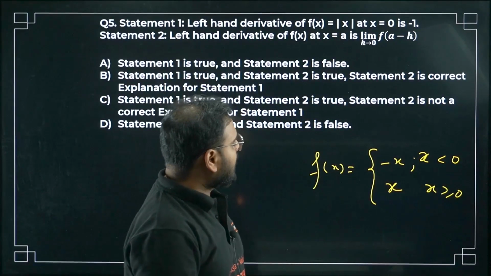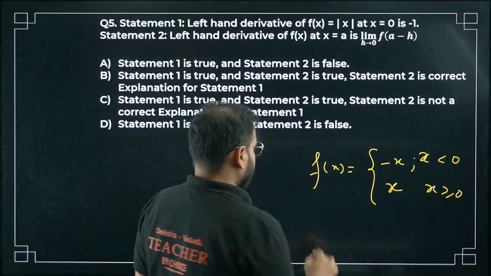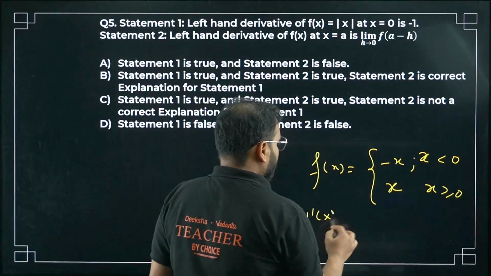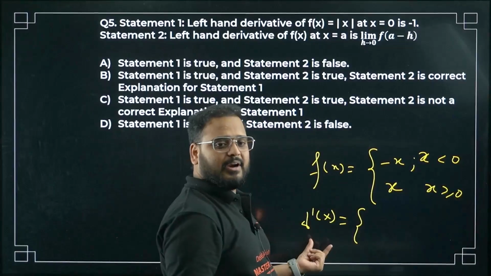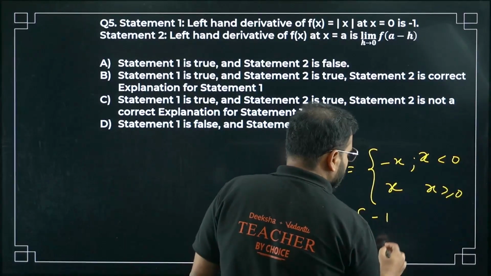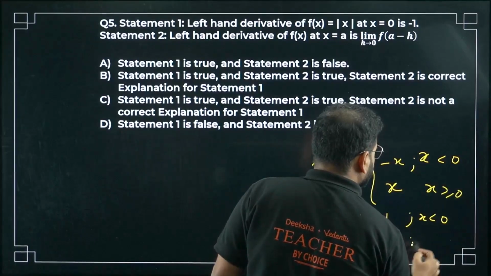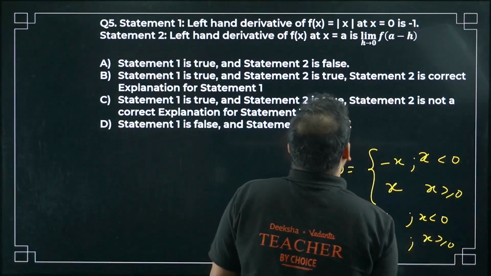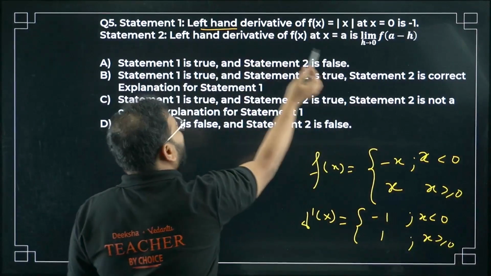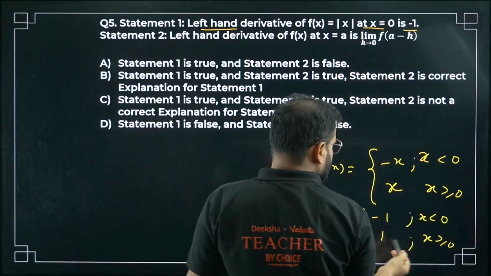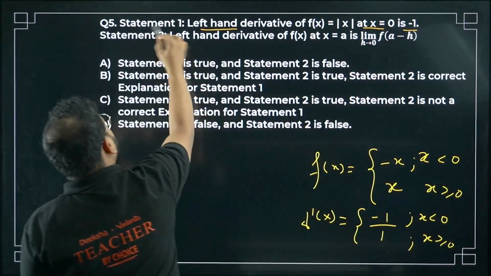Great, sir. In that case, if you differentiate it, what are you going to get? I'm writing the derivative over here. It will become minus 1, and it will become plus 1. Now let's check what they're asking. The left hand derivative at x equal to 0 is minus 1 only, right? Correct, sir. So assertion statement 1 is right.